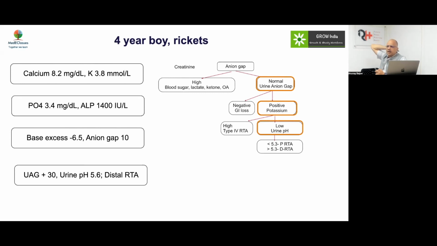Why is ALP normal in RTA? It's the bone turnover is less. Yes, ALP is a marker of bone formation. When you talk about other causes of rickets, you have more formation, more resorption. In RTA, everything becomes less. So that is one sign. What else?